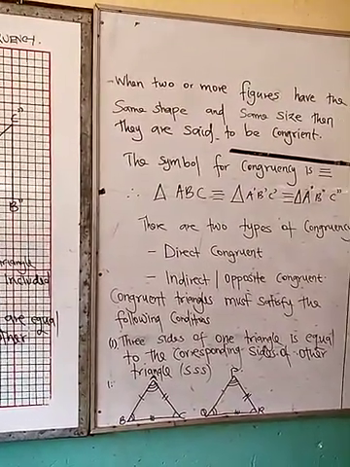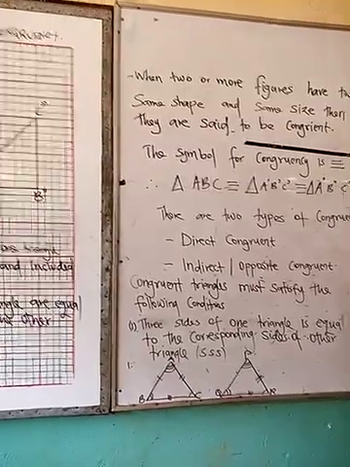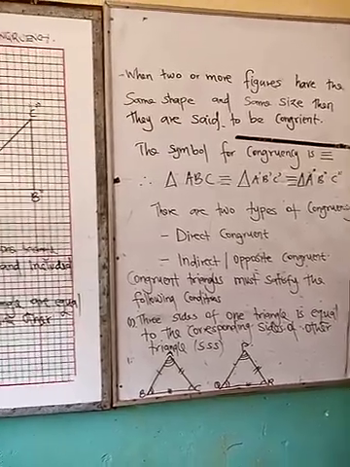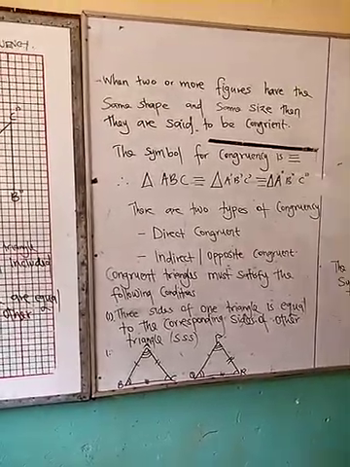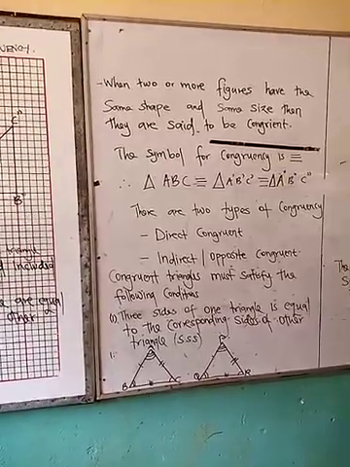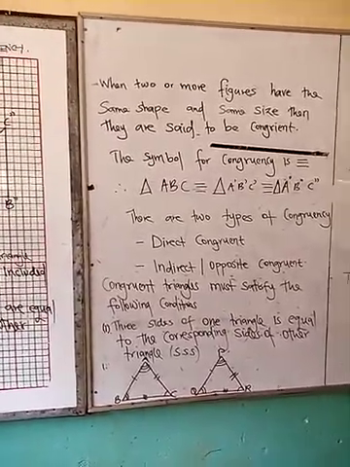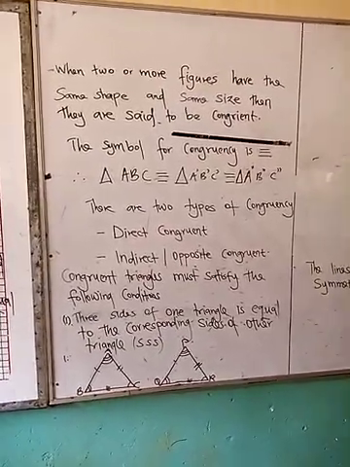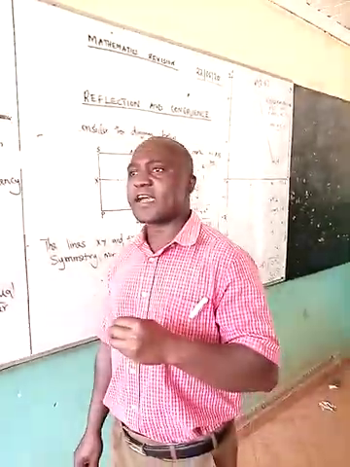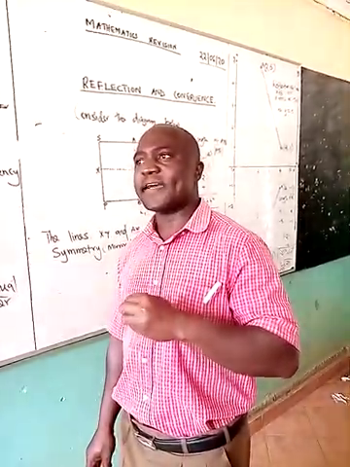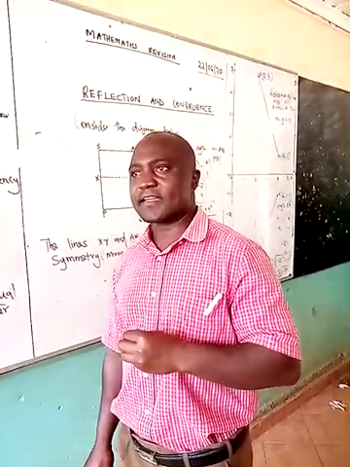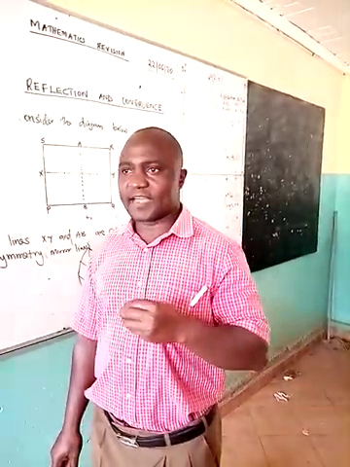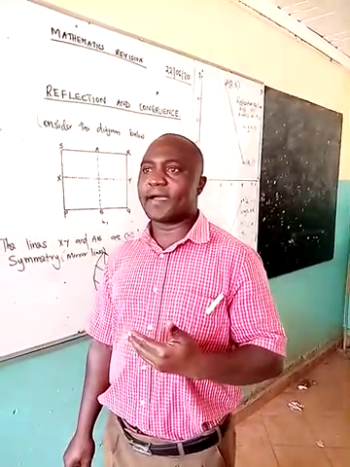Therefore, for congruency to be proved, we must confirm using the sides, or we can confirm using the angles, or we can confirm using both the angles and the sides. So in our next class, we are going to look at how we confirm two triangles that are congruent mathematically, or when we do them expressionally.